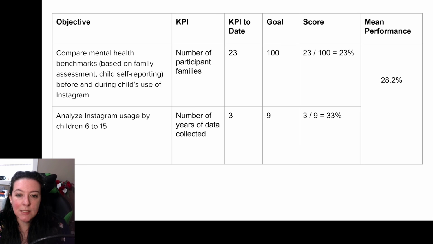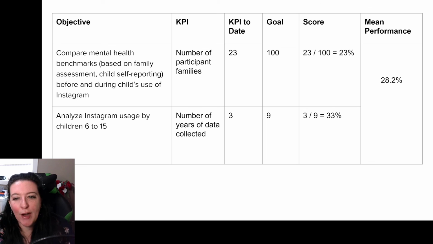We could do an assessment of how well the project is going. So we have our balanced scorecard here, with our objectives where we compare mental health benchmarks. So we're going to need a number of participant families. Maybe our goal is to have 100, and currently we've recruited 23. So you see the KPI to date and goal are just numbers, and the KPI column tells us what those numbers are. So number of participant families, and the score here is 23%.